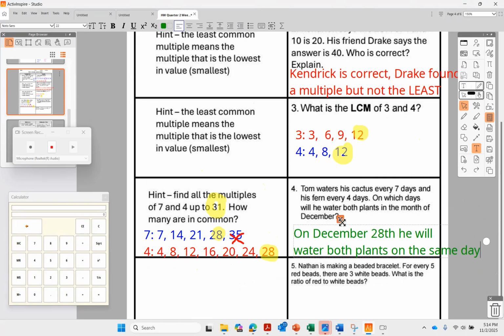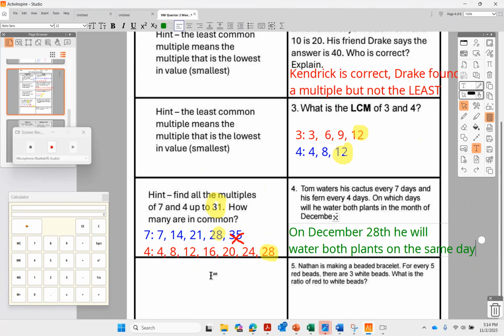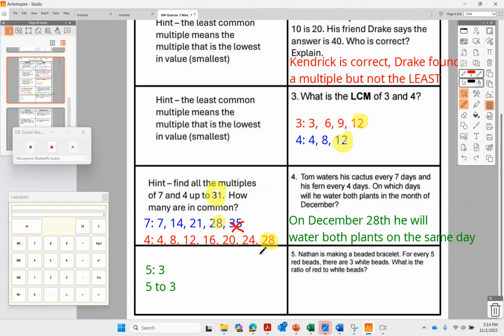And number 5. Nathan is making a beaded bracelet. For every 5 red beads, there are 3 white beads. What is the ratio? So the ratio is 5 red beads to 3 white beads, right? You could also do 5 to 3. And if I try to write it with my mouse, 5 over 3.